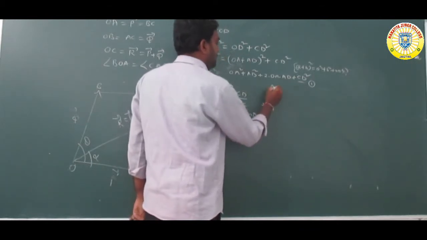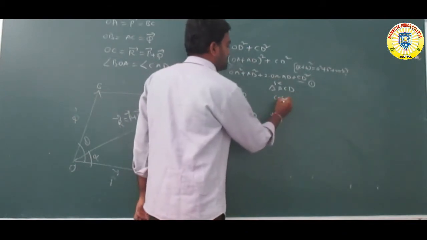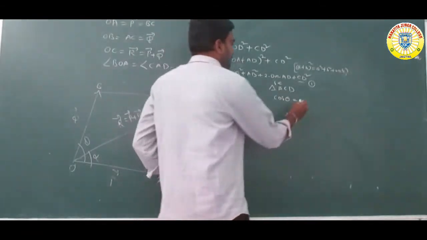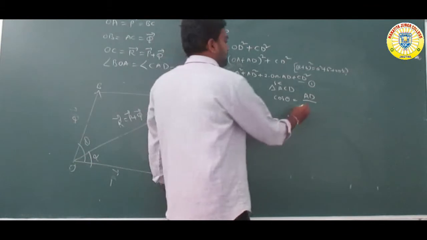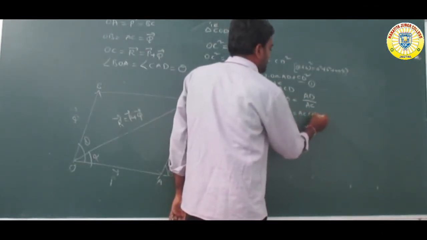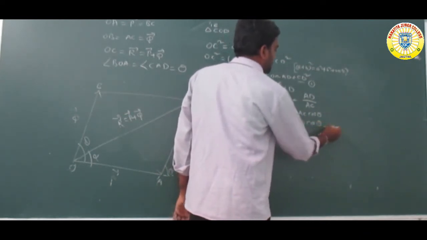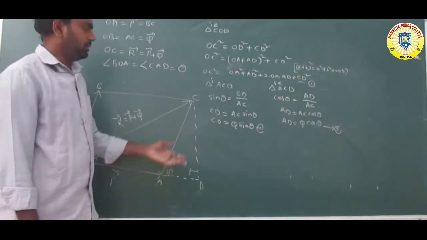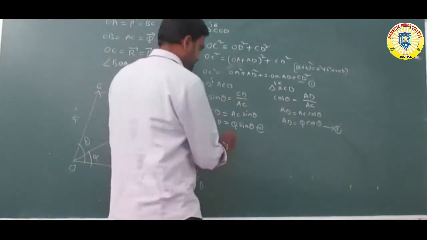Similarly, by triangle ACD, cos theta means AD by AC. So AD is equal to AC cos theta. So AD is equal to Q cos theta. That is equation 3. Now substituting equation 2 and 3 in equation 1.